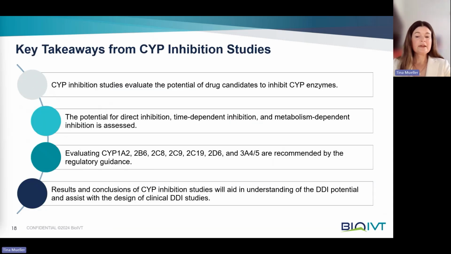With that, let me summarize with 4 key takeaways from the CYP inhibition studies. CYP inhibition studies evaluate the potential of drug candidates to inhibit CYP enzymes. Now here at BioIVT, the study design is set up to evaluate the potential for direct inhibition, time-dependent, and metabolism-dependent inhibition. And typically, 7 CYP enzymes are evaluated that are recommended by the regulatory guidance. Last, results and conclusions of CYP inhibition studies will aid in understanding the DDI potential and assist with the design of clinical DDI studies.